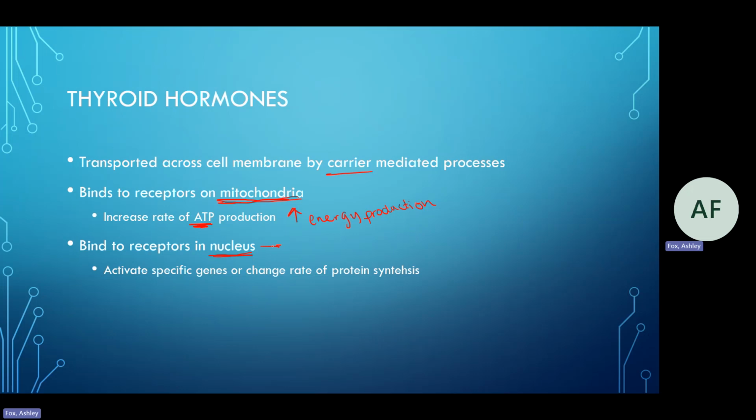I'm not going into specifics of that, or they can bind to the receptor in the nucleus and turn on genes or change the rate of protein synthesis. That should be synthesis. So what they can do is what steroid hormones do as well. Because they're intracellular, they have a direct effect on protein synthesis by going to the nucleus.